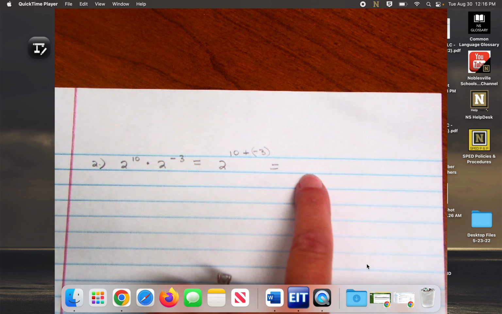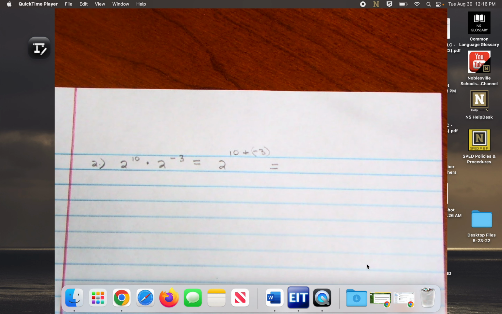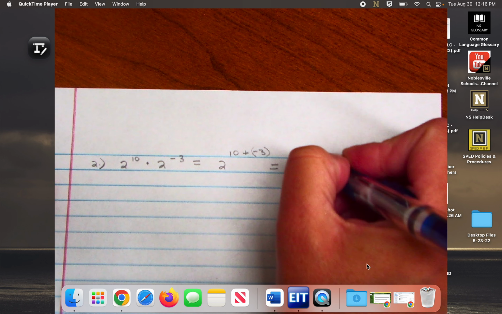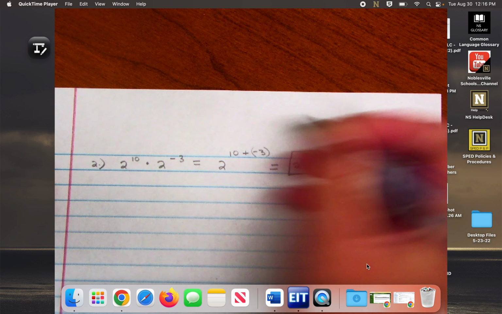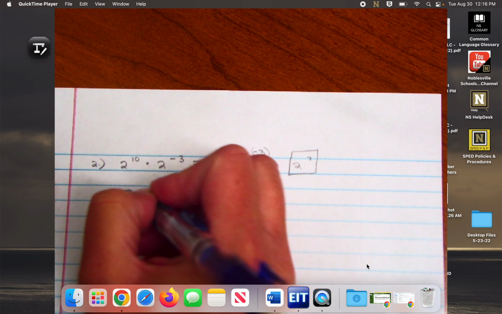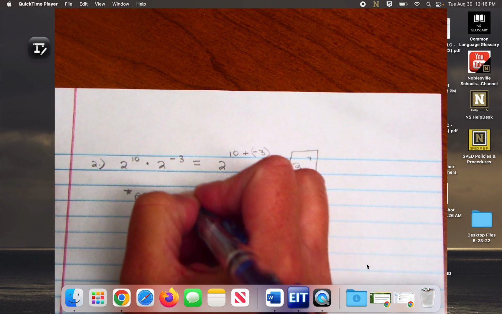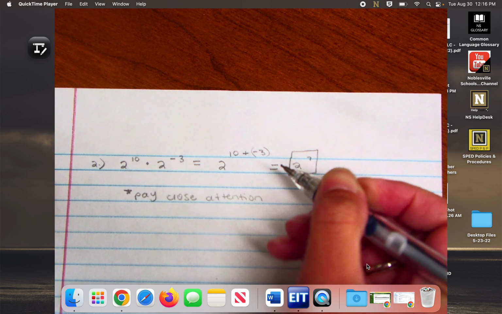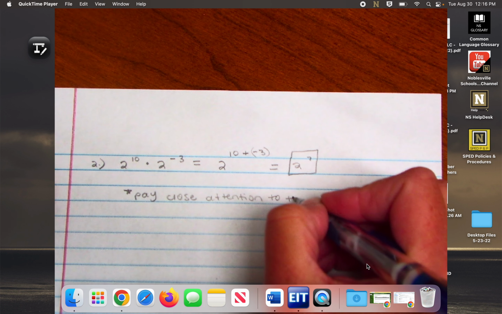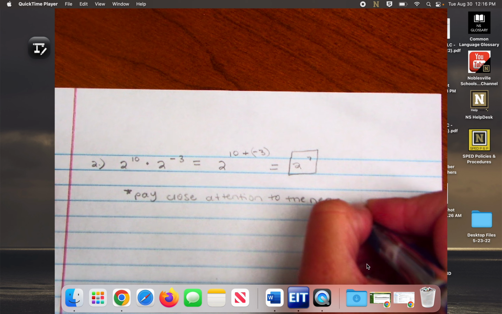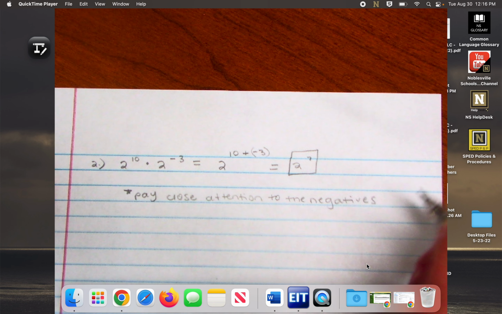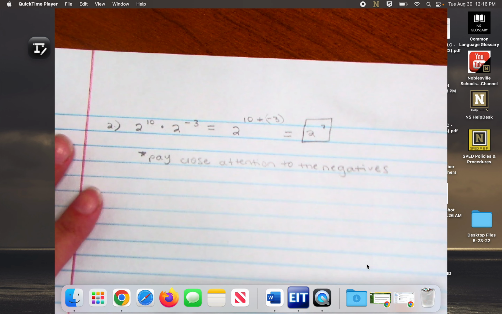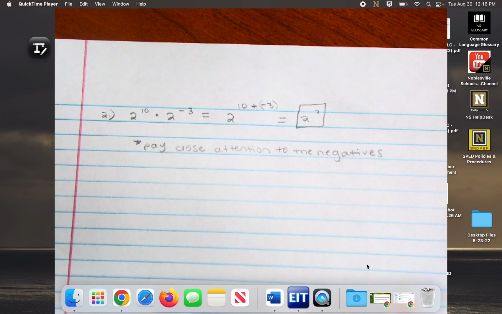So what would my answer be? What is 10 plus negative 3? CJ? 7, yep. 2 to the 7th power would be my answer, right? So we want to pay close attention to the negatives. All that work you did last year, learning all those rules with negative and positive integers, you need to know them. Not a waste of time.